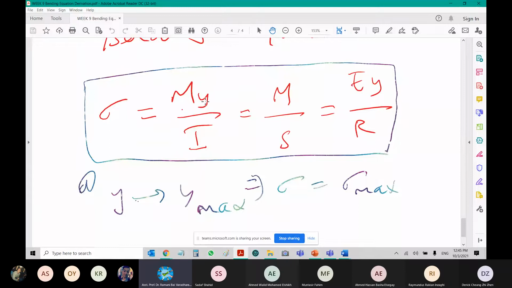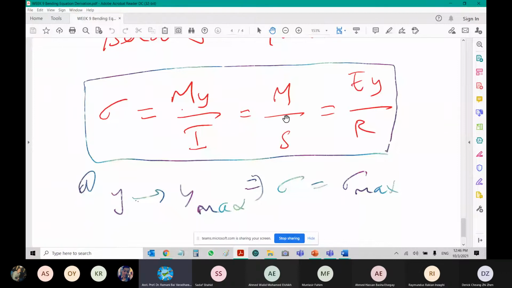This is the bending centroidal distance. Depending on the point of interest, maybe you want the bending stress at Y, at a certain distance from the bottom or from the top, you can make use of this. If it is just the maximum value, find the layer at which it is maximum, substitute the value, and you can get the corresponding maximum bending stress.